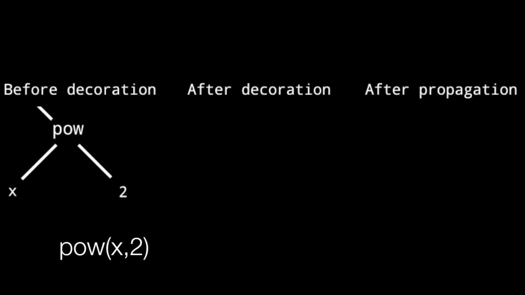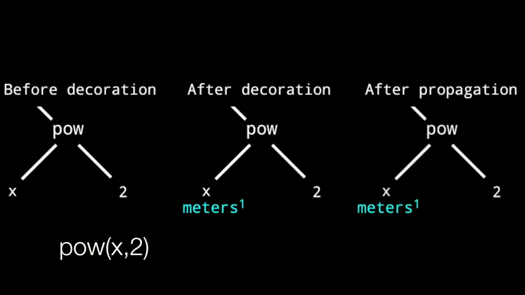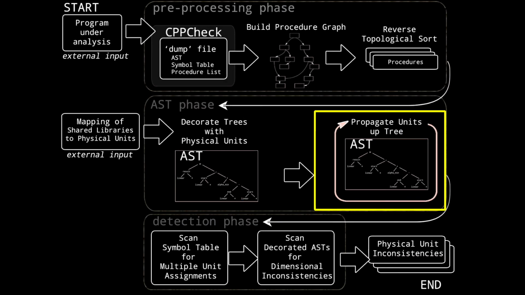For example, consider the C++ fragment pow_x2, represented here as a part of an abstract syntax tree. The variable x is of type pose.position. Therefore, it is assigned in decoration to the unit's meters. A unit propagation rule for pow recognizes meters raised to the second power is equal to meters squared, propagating this toward the root. If the statement is an assignment statement or a return statement, the resulting units are added to the symbol table.